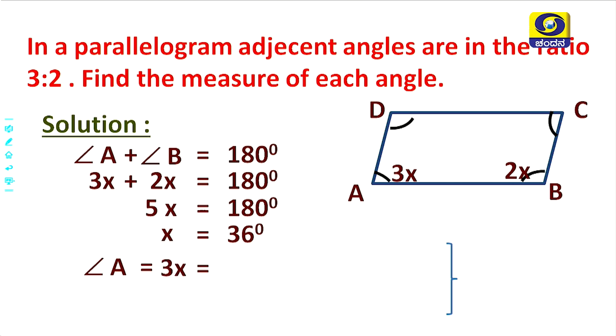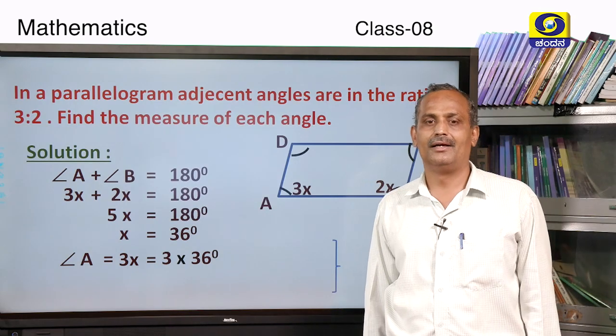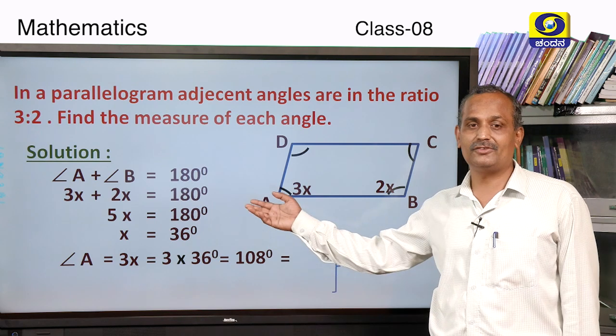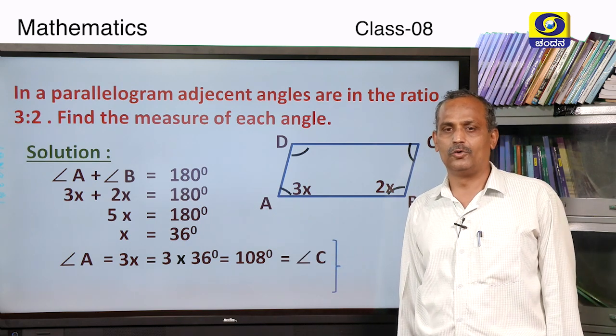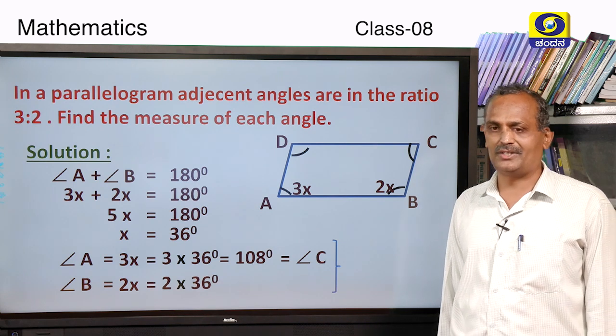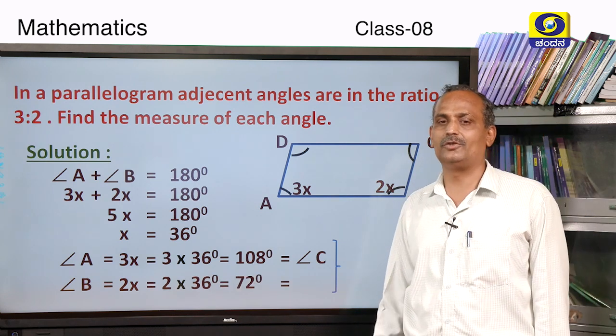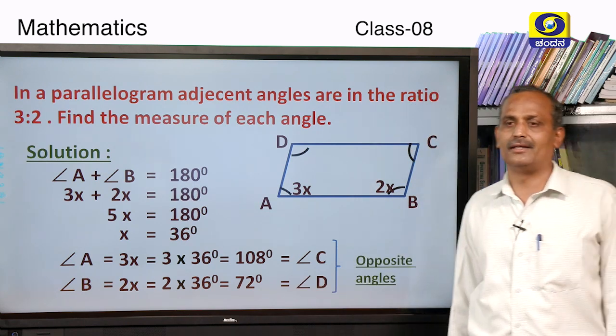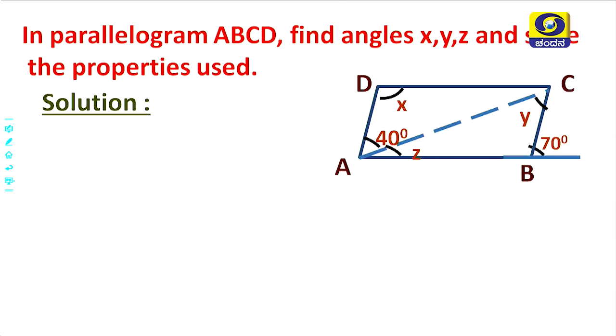So, it is 3 into 36, it is 108 degree and angle B is 2x. Therefore, it is 2 times 36 degree, it is 72 degree, it is nothing but angle D. These are opposite angles. So, let us solve a new problem here.